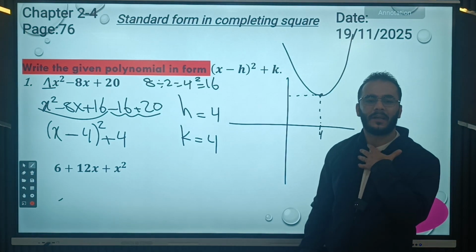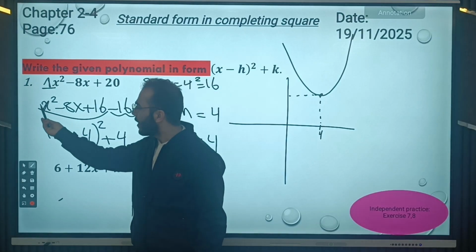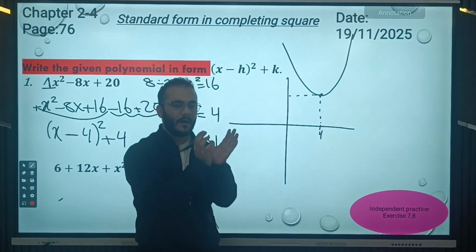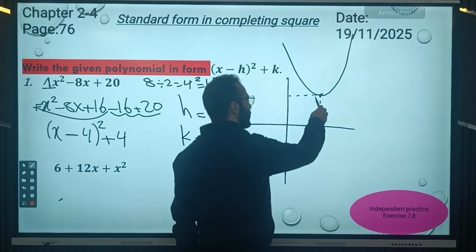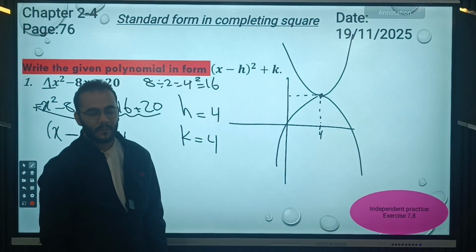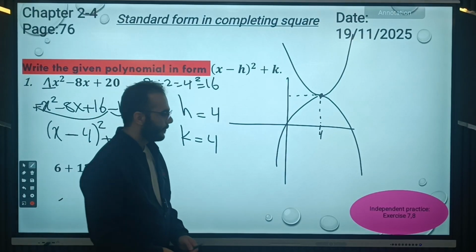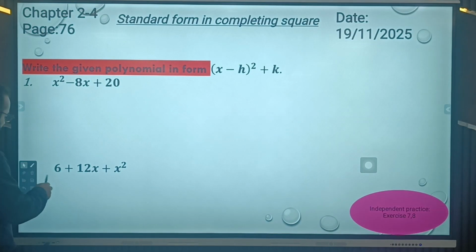How am I going to see whether it's face up or face down? Since here the sign of x squared is positive, it's face up. If it was negative, it's going to be something like this. And I hope that it is understandable. Let's move to the next question.